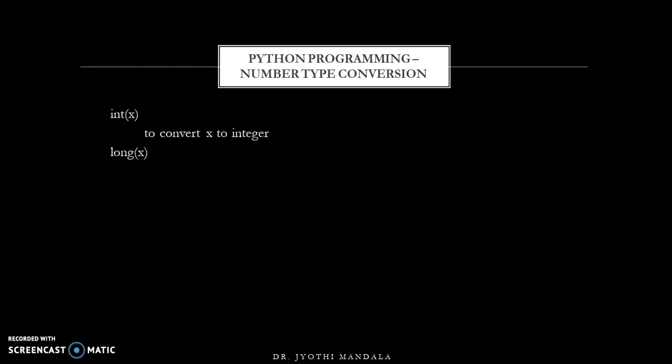Now long x. Long x is used to convert x to long integer, but it is only possible in our Python 2 version. In Python 3 version, it is not possible. Float x is used to convert x to a floating point number.